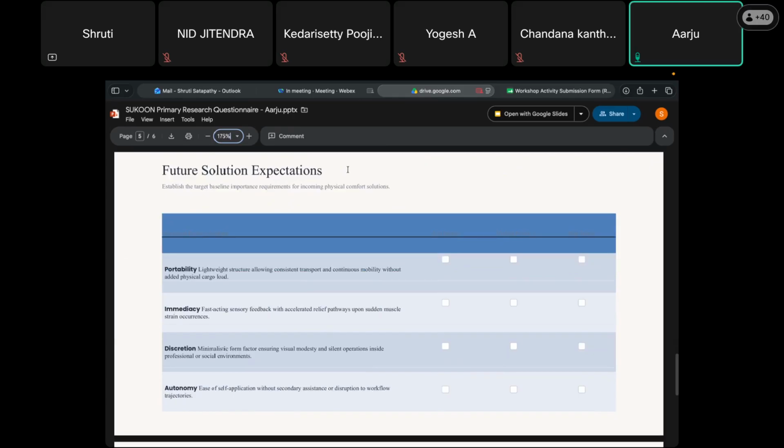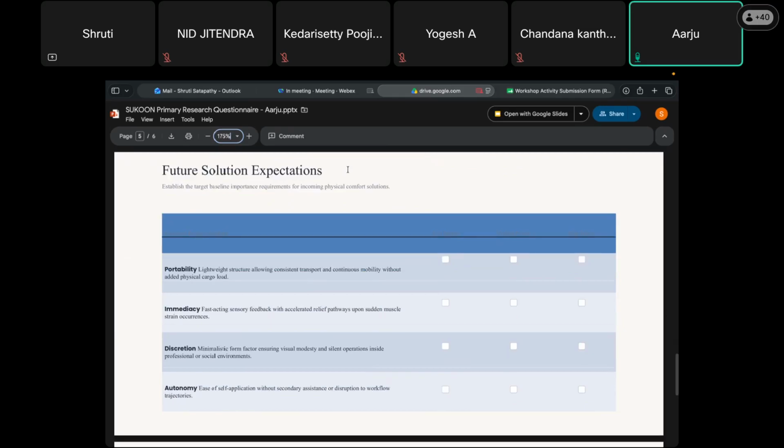So in this, I asked them how they expect a future solution to be in this genre. After understanding the existing behaviors and patterns, I focused on the qualities they are looking for.